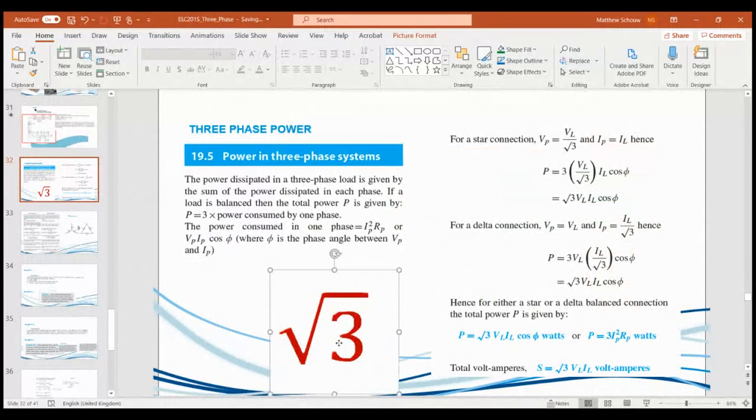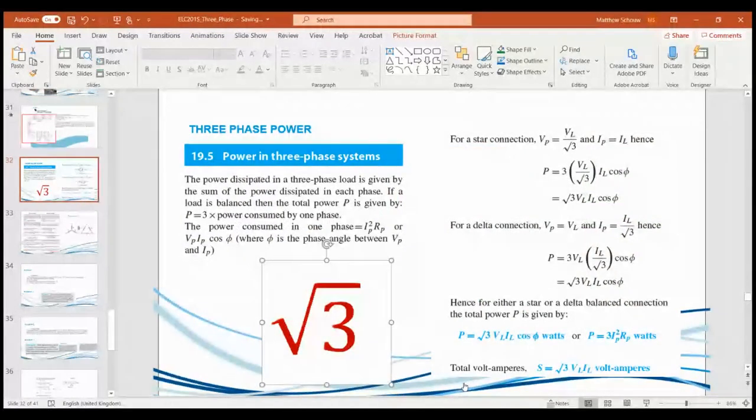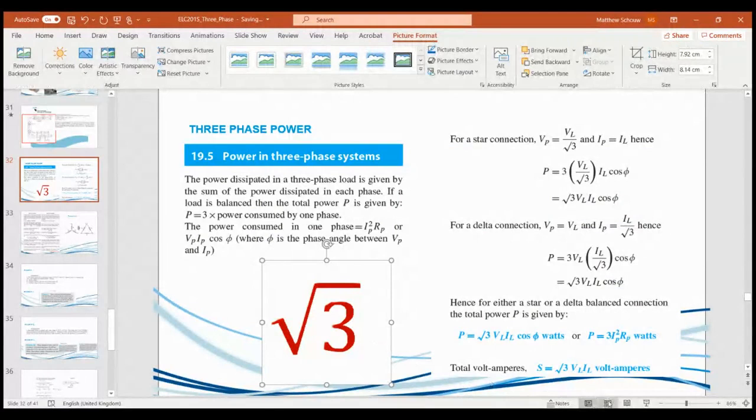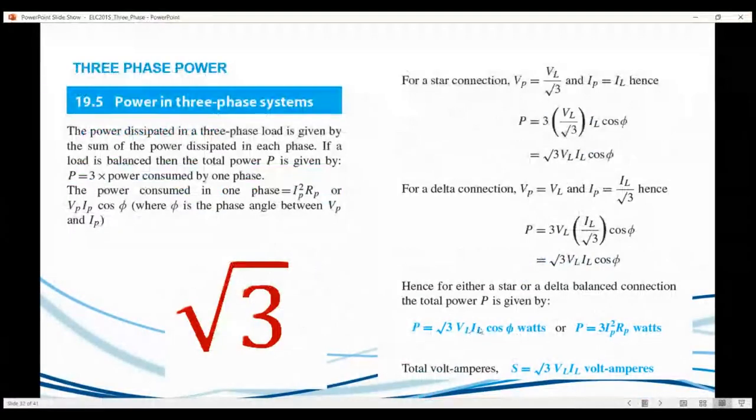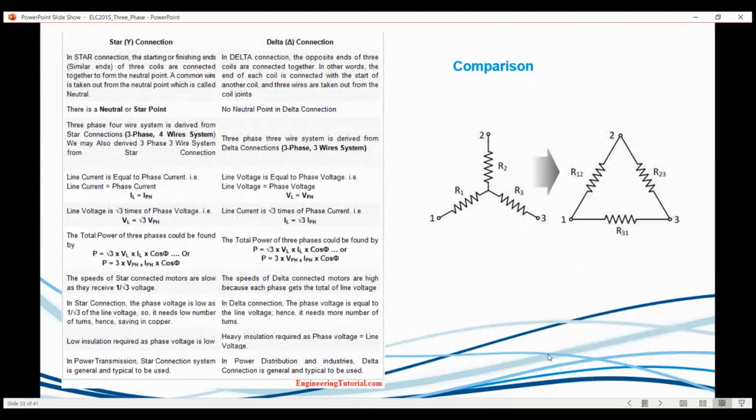So it's exactly the same as your single phase stuff, but it's now incorporated into your power formulas. And your power is traditionally VI cos. Now it's √3. It's just a basic √3. And then, yeah, there's some comparisons again between star and delta.